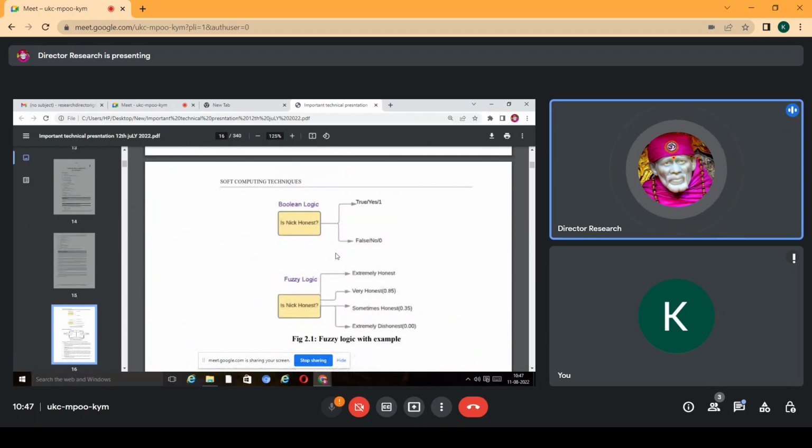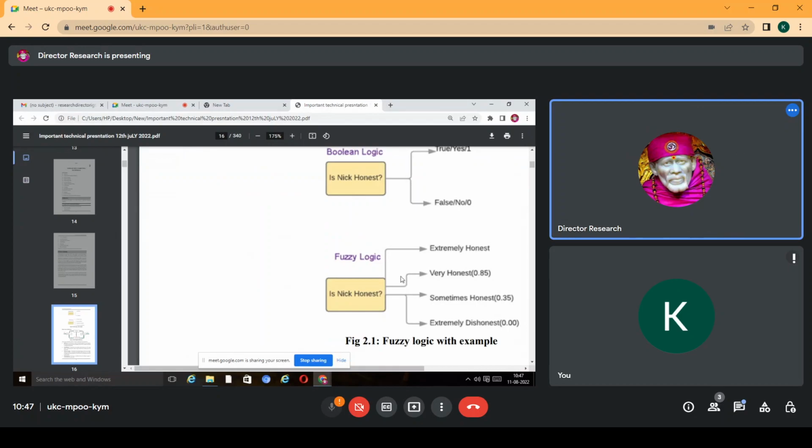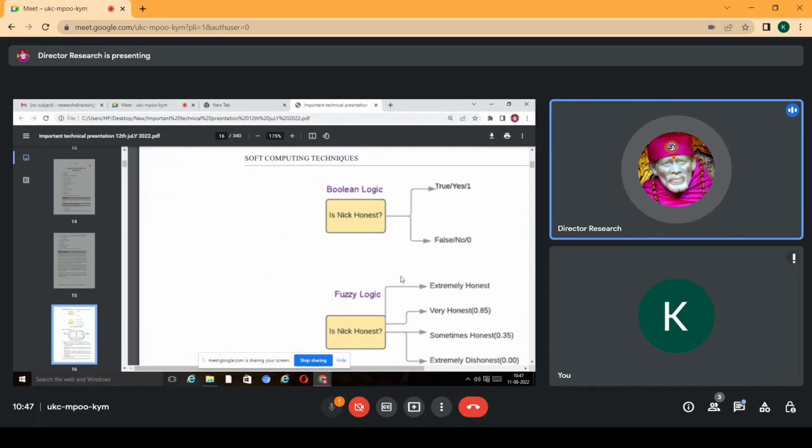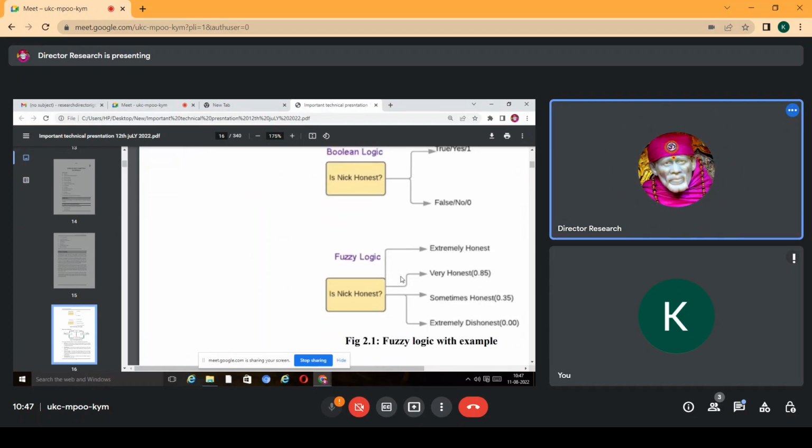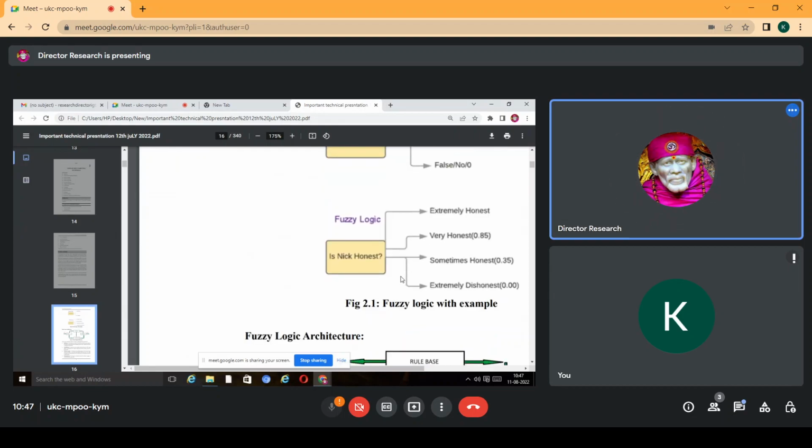Just examine fuzzy logic with an example. Boolean logic and fuzzy logic. Extremely honest, very honest, sometimes honest, extremely dishonest.